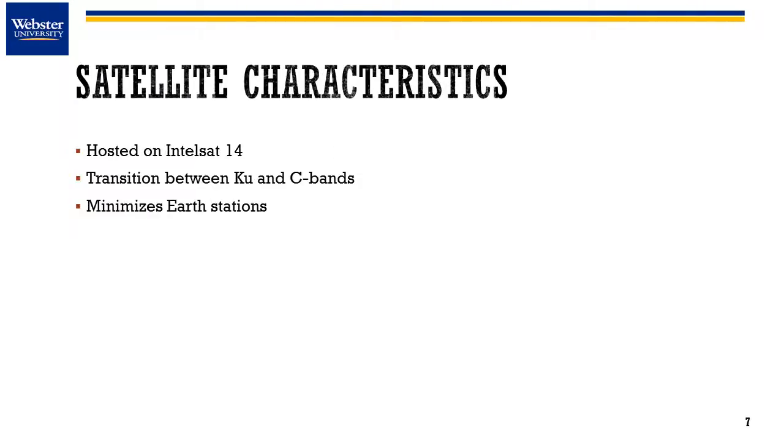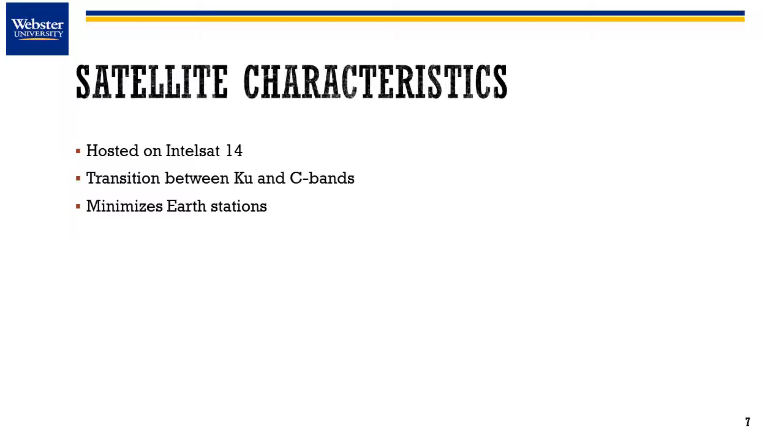Although this is a DoD system, one of the important things about it is that the DoD worked with the satellite industry to prove this concept. The IRIS package was hosted on the Intelsat 14 satellite, which is connected to two 36 megahertz Ku band transponders and one 36 megahertz C band transponder.